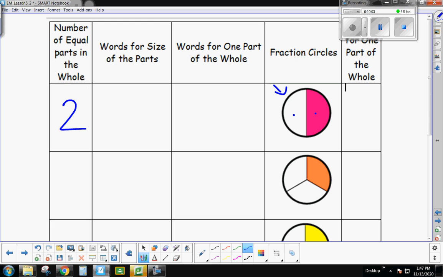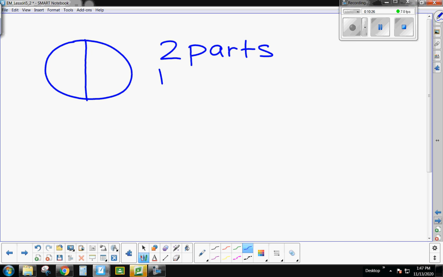Okay? And then I want to know what the words for those size parts would be. If I split something into 2 equal parts, do you know what I call those parts? I call them halves. We have split it in half, or halves. And so again, on your notes, you can simply write the words half and halves. This is just the plural form. Halves would be plural for half.